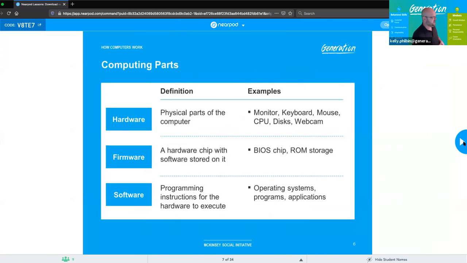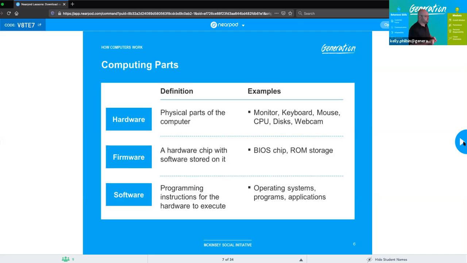All right. Computing parts, basically broken down into three basic categories. You have hardware, which, as we were discussing yesterday, these are the physical components that you can actually touch. Your keyboard, your monitor, your mouse, CPU, RAM blades, disks, webcams, things like that. That would be considered your hardware. It's the things that you will physically need to connect to the computer to have it operate. And then you have software, which is programs, applications, and things like that that you would install onto the computer after all the hardware is in place.